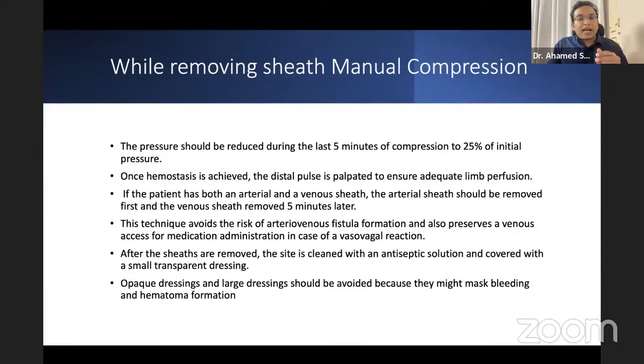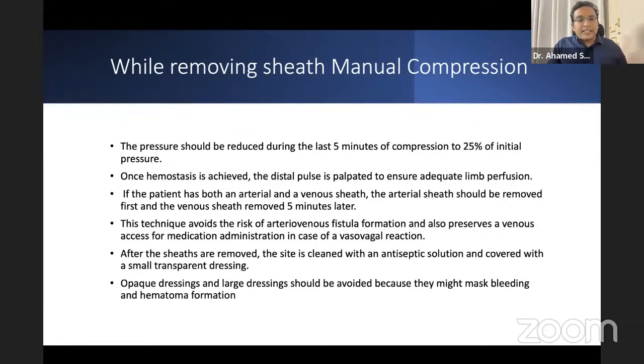If the patient has both arterial and venous sheath, the arterial sheath should be removed first and then the venous sheath removed 5 minutes later. If you remove them simultaneously, there is a high risk of formation of arteriovenous fistula, and also we are giving dual pressure to that region, which can cause vasovagal reaction.